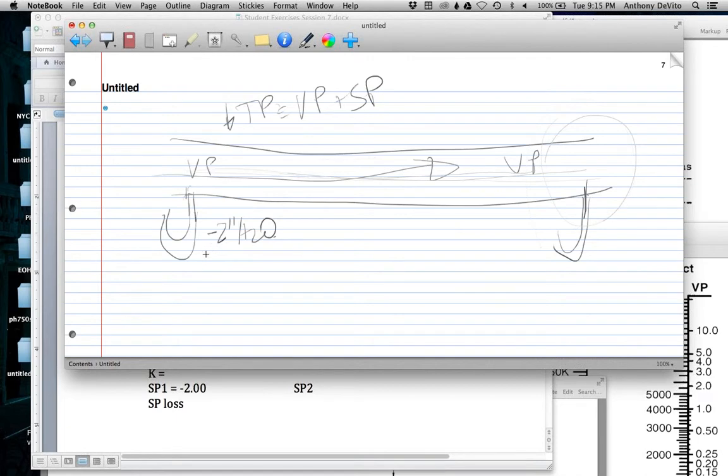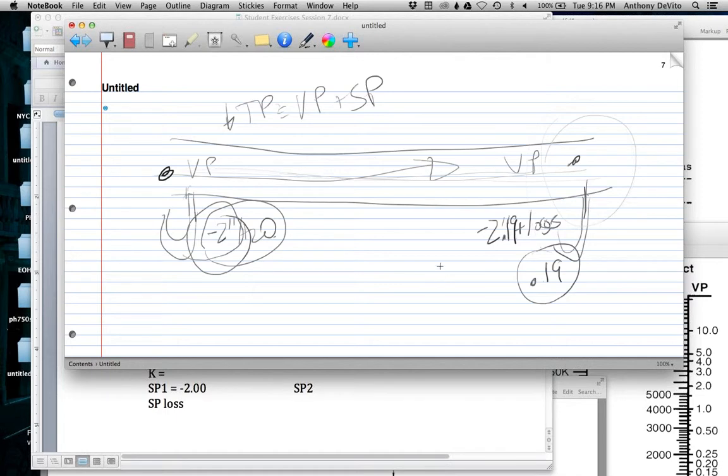In order for the static pressure here to be negative 2 inches, I have to have a static pressure here that's equal to that negative 2 inches plus the amount of loss that we're going to have going from here to here, right? So that loss we know is going to be 0.19, right? That's how much energy we're going to lose going through here. So this has to be 2.19 in order for this to be negative 2. Make sense? Okay.